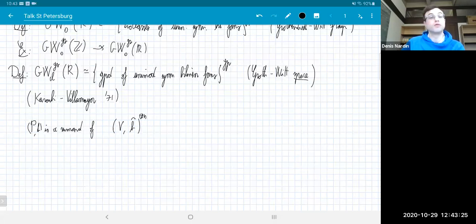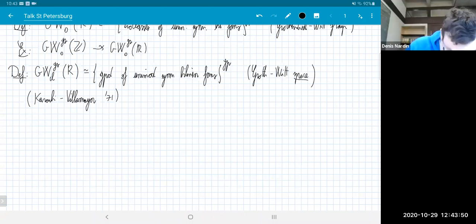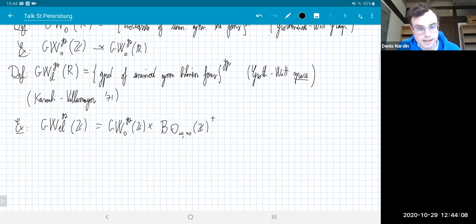It happens for Z, for example. It happens, for example, every time every element of your ring can be written as a sum or difference of squares. It happens quite often, but it doesn't always happen, so you have to be a bit careful. For example, the Grothendieck-Witt space of Z is Grothendieck-Witt zero times BO infinity infinity Z plus, where O infinity infinity is, well, I'll define later what it is, but it's essentially the limit of the automorphisms of this symmetric bilinear form.